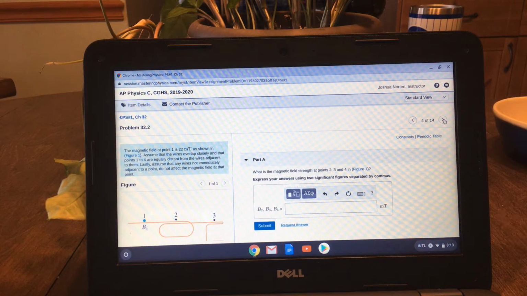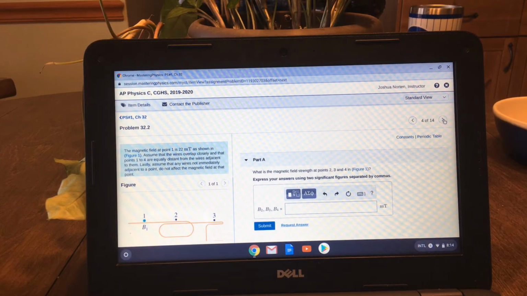All right, wire 1 is affected by point 1, and they say it looks like a dot inward. I'm not sure which way the current is. Points are equally distant, and wires not immediately adjacent to a point do not affect the magnetic field. That's important. I don't understand how we get numbers. Oh, okay, at point 1 it's 22 millitesla, and it's a dot, so I'm thinking that it's an outward field. So it's looking like the current is rightward. Correct me if I'm wrong on that.